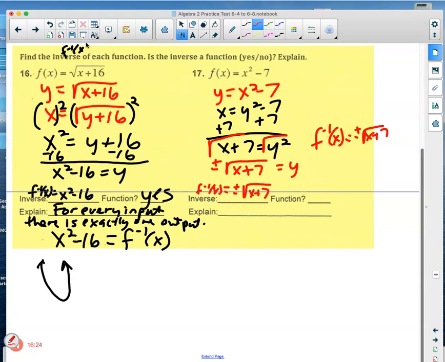Is that a function? Nope. What's the problem? Matt's back here doing this. Yeah, it's a sideways parabola, right? So it's going to fail the vertical line test. You could certainly put that on there with a sketch. The other thing to be able to say would be, for every input, there is not exactly one output.